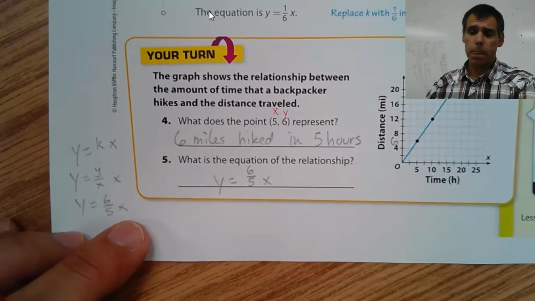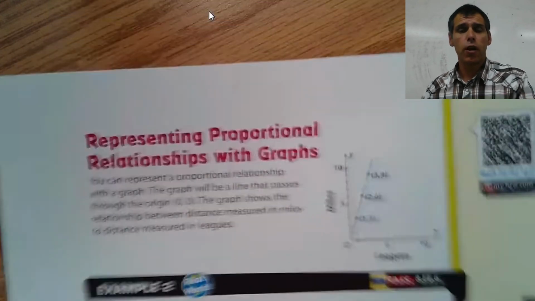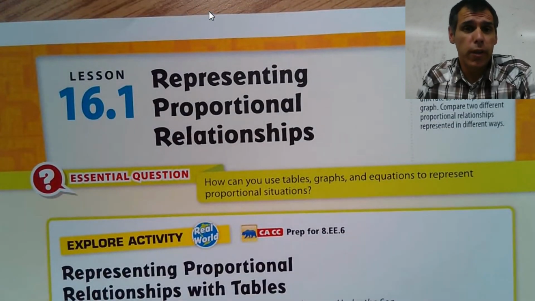And so this is what you need to know about proportional relationships: graphs, y equals kx, constant of proportionality, and in the end, representing proportional relationships.